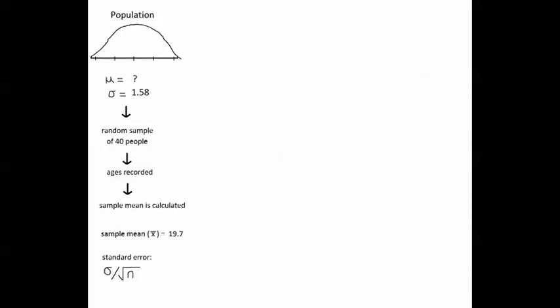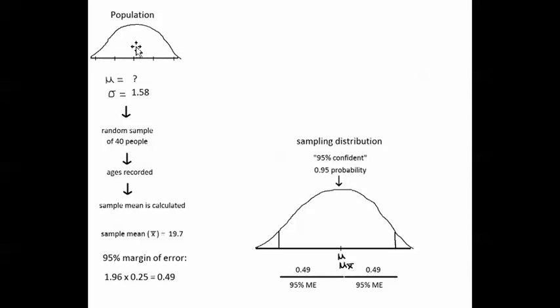If I want to calculate the 95% margin of error, all I have to do is find the standard error and then multiply it by 1.96, and I get the answer. What this is telling me is that when I randomly selected my sample of 40 people and calculated the sample mean, I had a 0.95 probability of getting a sample with a sample mean within 0.49 of the population mean, somewhere in this area, right here.